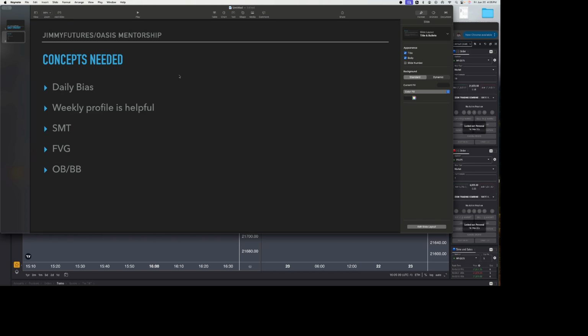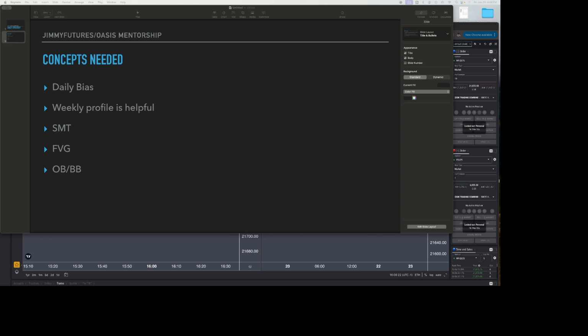SMT, which is called a smart money technique, it's a divergence between two correlated assets. Fair value gap and inverse fair value gap. Those are simple, pretty easy to understand, and order blocks and breaker blocks. Now, there are plenty of videos on each of these concepts that you can find on YouTube. The two traders that I would recommend you go watch are T Trades or Justin Werline. Those would be the two that I would try to keep an eye on.